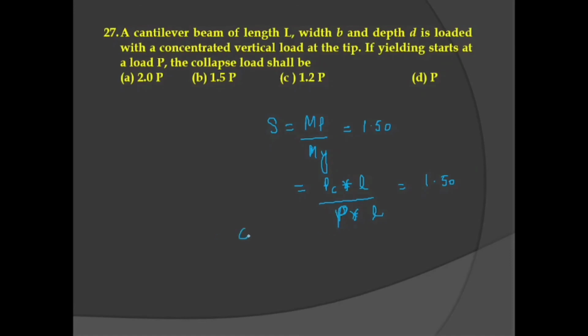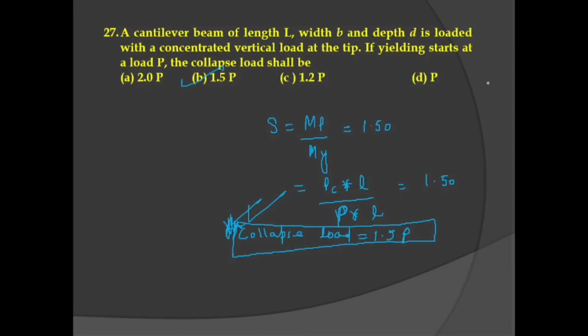So in the general case we can say that collapse load is equal to 1.5 times the applied load. Collapse load is equal to 1.5 times the applied load, so option B is correct.